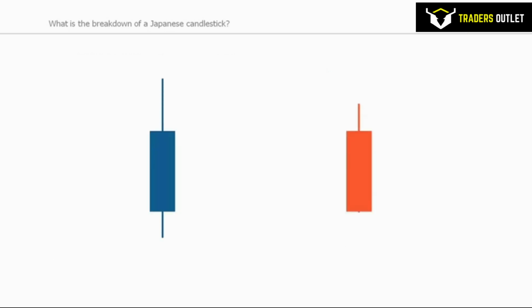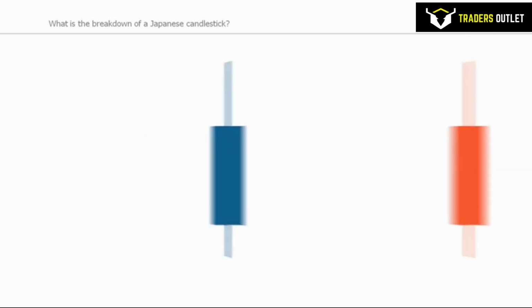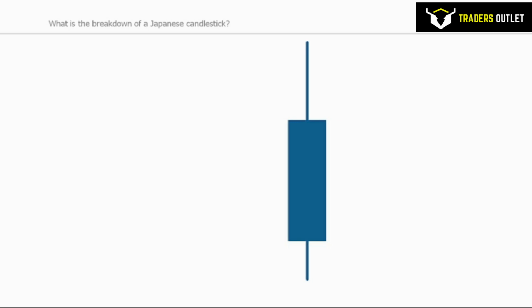When we dive deeper into what a Japanese candlestick shows, we observe that, first of all, a candlestick can have 2 colors. Here you see a blue and an orange one. A blue candle forms when the price goes up during the formation of the candle. This means that the bottom of the body shows the opening price of the period, and the top of the body shows the closing price of that period.